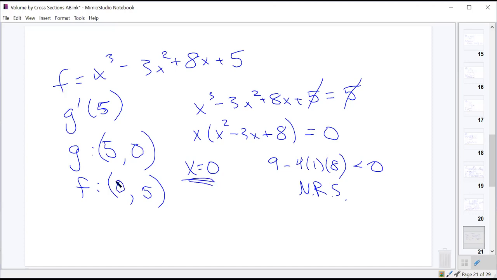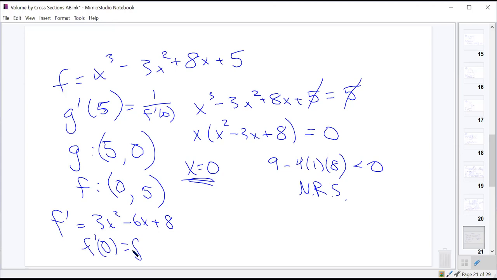And so g prime of 5 is 1 over f prime of 0. And just like the last one, we're going to find f prime of 0. F prime is 3x squared minus 6x plus 8. And at 0, that should be 8. And so 1 over f prime of 0 is 1/8. Does that make sense?